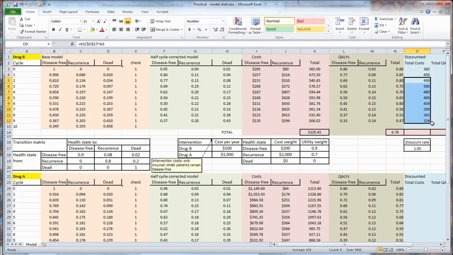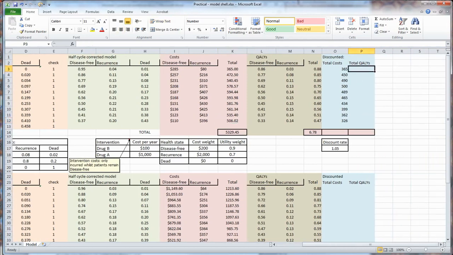So we can see here that if we expect an annual real rate of return of 5% on dollars available in the present time, that $326 now will be worth the equivalent of $506 in 10 years' time.